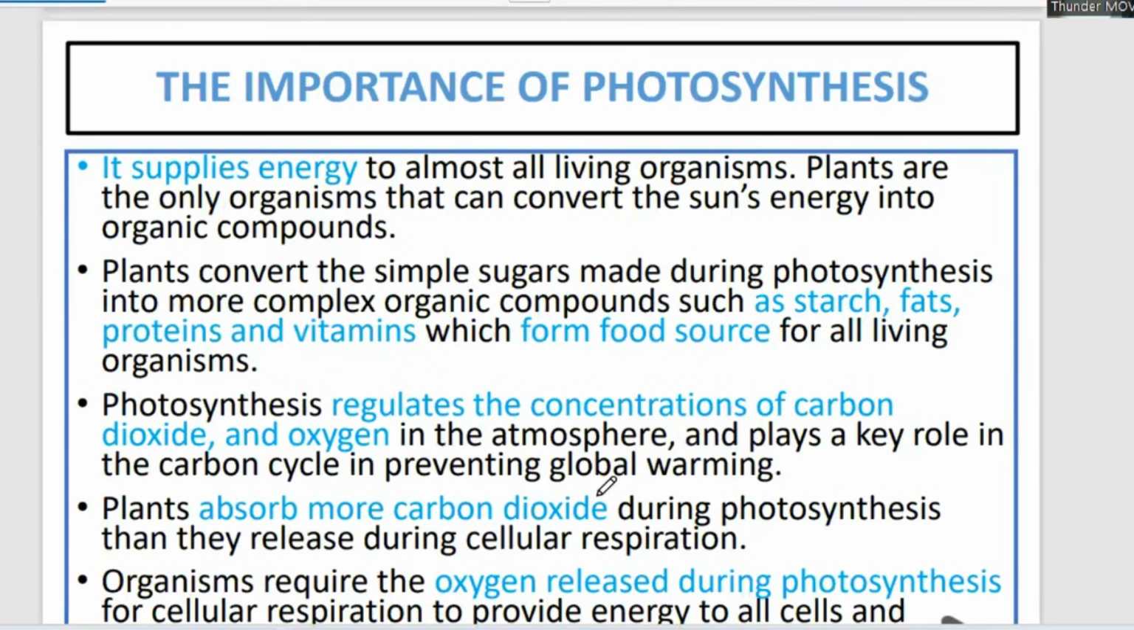But don't forget, food for thought: what are some of the importance of photosynthesis? See you then in the next video.